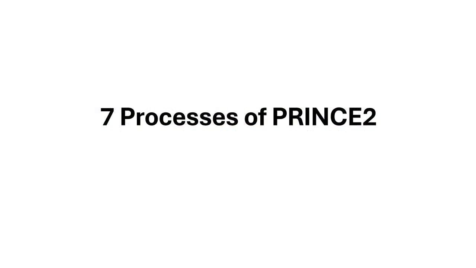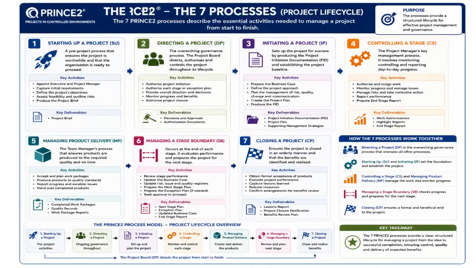7 processes of PRINCE2. This slide presents the 7 PRINCE2 processes, which together form the structured project lifecycle within the PRINCE2 methodology. The processes describe the essential activities required to manage a project from initial concept through to successful closure. They provide the operational framework that guides governance, planning, monitoring, control, delivery, and review throughout the project lifecycle.